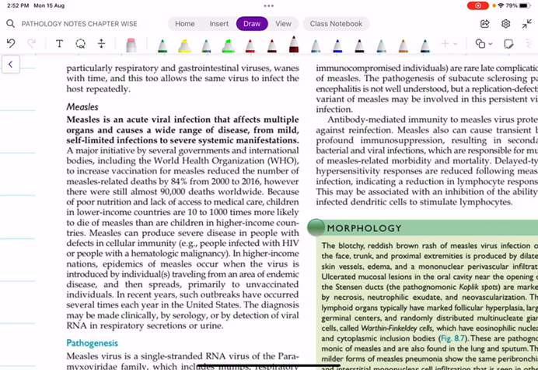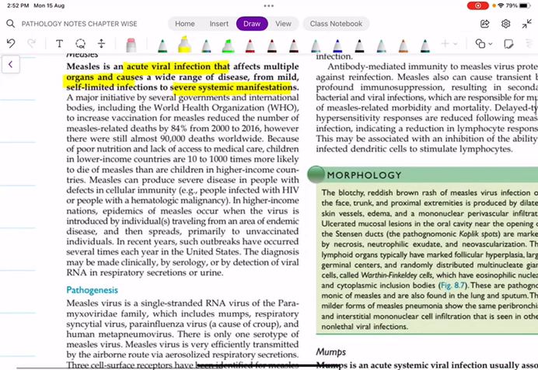I am just going to cover the very salient features that you should remember. Number 1, it causes an acute viral infection. Remember, it affects multiple organs, with mild to moderate or severe systemic manifestations. Measles mainly affects which age group? Children, of course, you know that. Measles can produce severe disease in people with a defect in immunity, that is immunocompromised states like HIV or hematological malignancy.